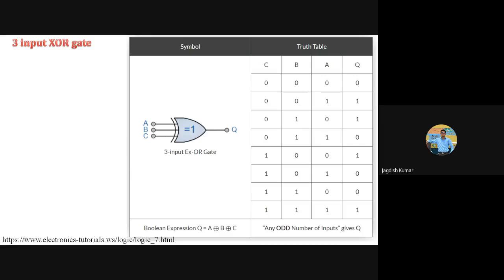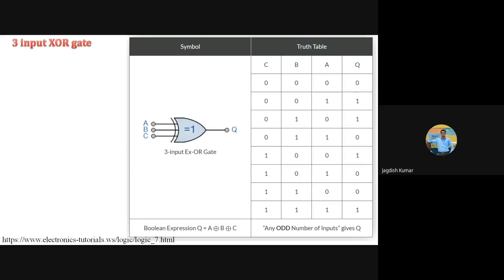Is that clear, or any question from this part? Okay. Any other student having any query or doubt or confusion?